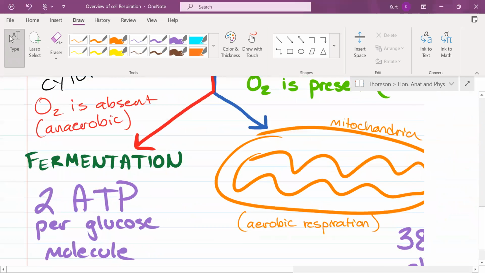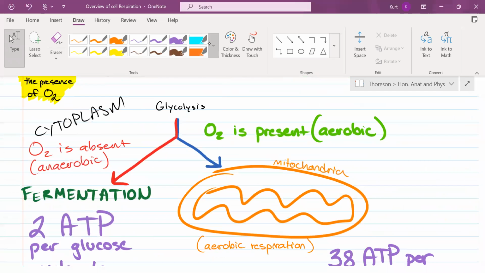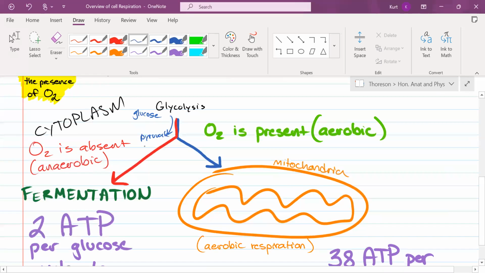Pyruvate, here's the last part. In glycolysis, glucose goes in. Pyruvate comes out. And pyruvate can either go that way or it can go that way. It just depends on how much oxygen is in your system. If you are very well oxygenated, it'll go to your mitochondria. If you are poorly oxygenated, the pyruvate will go to fermentation, and it'll be converted to lactic acid, which is lactate.